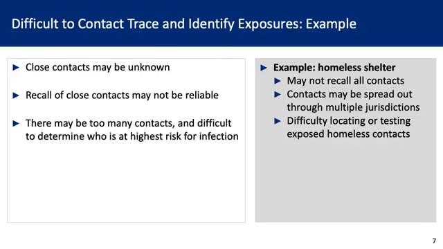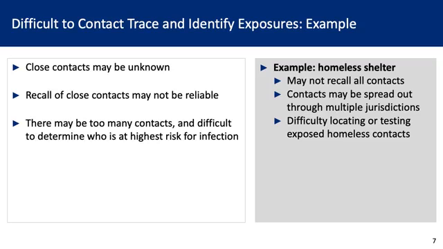So some examples of where tracing contacts can be difficult are in a homeless shelter, for example. The case themselves may not recall all of their contacts. They may have had contact with multiple people and they can't remember who they were. The contacts may be spread out through multiple jurisdictions. So let's say, for example, the person was in 2 different shelters in 2 different counties during their infectious period.